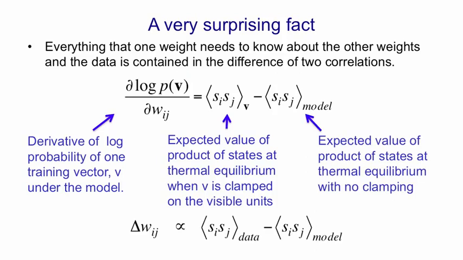So because the derivative of the log probability of a visible vector is this simple difference of correlations, we can make the change in the weight proportional to the expected product of the activities averaged over all visible vectors in the training set. That's what we call data. Minus the product of the same two activities when you're not clamping anything and the network has reached thermal equilibrium with no external interference. So this is a very interesting learning rule.